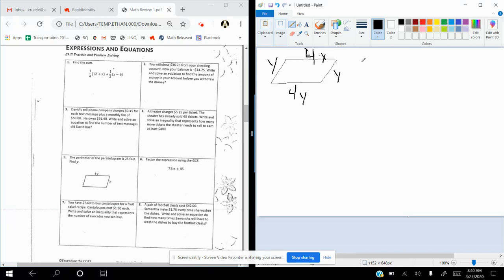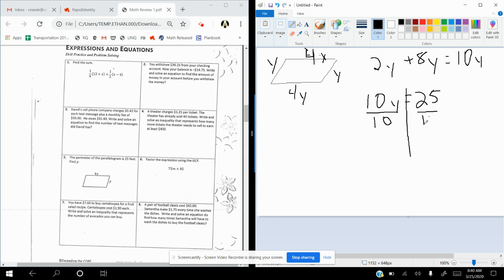Well, if I do 2y plus 8y, that is going to be equal to 10y. So we got to figure out what y is. So 10y has got to be equal to the perimeter, 25. So this is a one-step equation. We got to get rid of this coefficient. The coefficient is being multiplied to the variable. So to undo that, we're going to divide both sides by the coefficient 10.